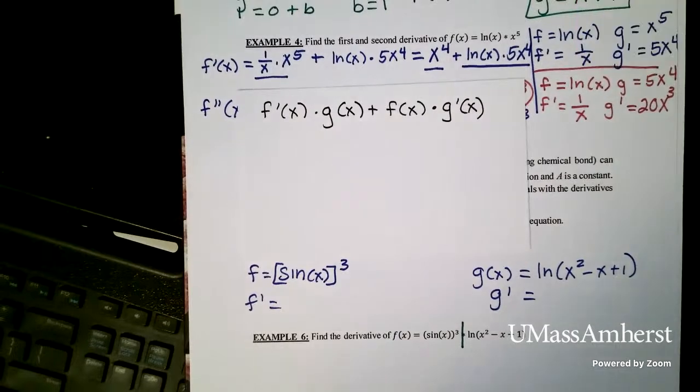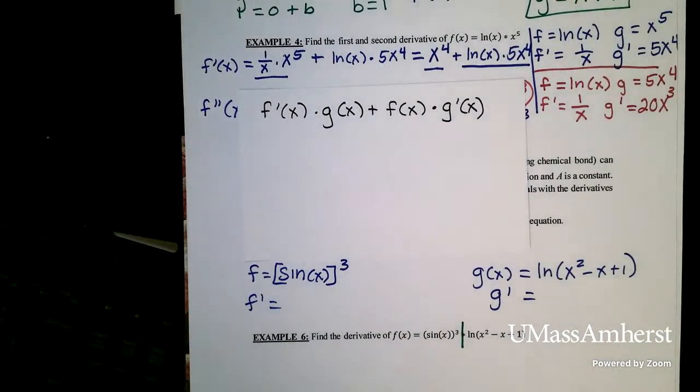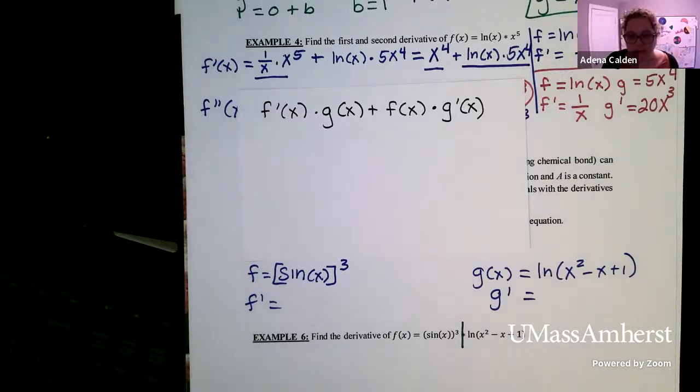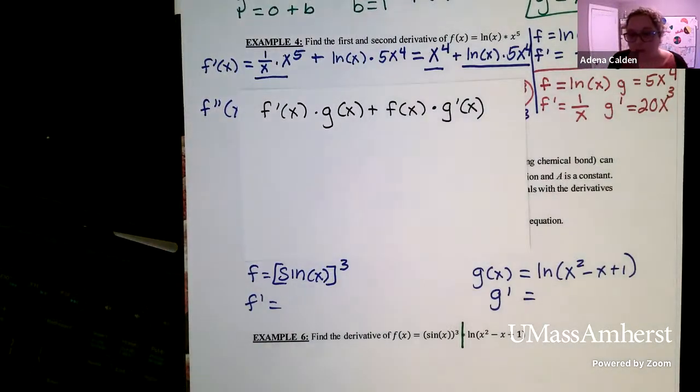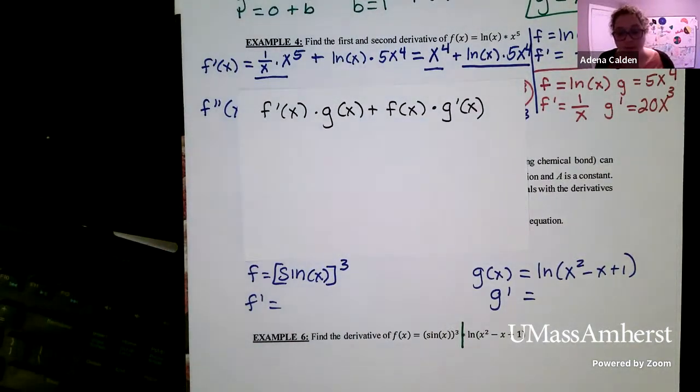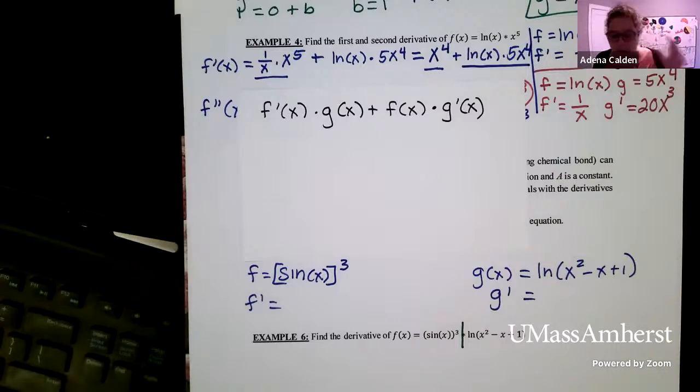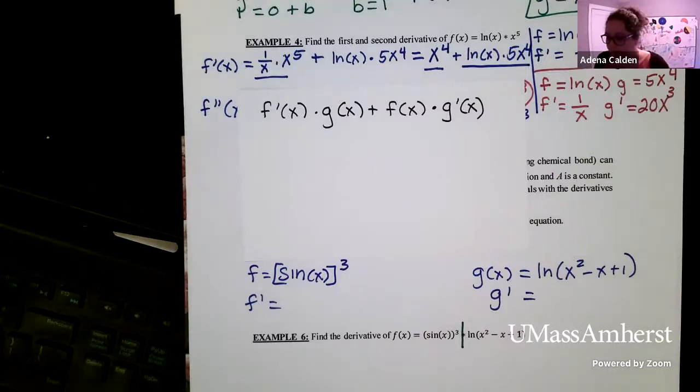All right. So the two functions we're working with are sine of x all cubed and natural log of x squared minus x plus 1. So let's start with sine of x all cubed. This is a parentheses to a power type of chain rule, which is the type we did before spring break. So I'm going to use the shortcut here just for time and efficiency. If you did this with a z substitution, that's totally fine. You should get the same answer.